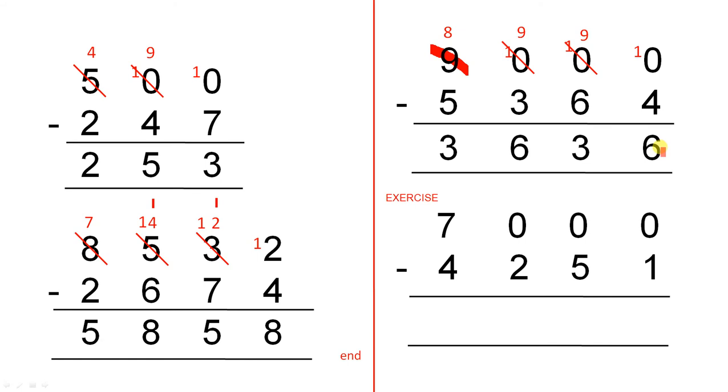10 take away 4 is 6. 9 take away 6 is 3. 9 take away 3 is 6. And 8 take away 5 is 3. Quick check, 6 plus 4 is 10. 3 plus 6 is 9. 6 plus 3 is 9. And 3 plus 5 is 8. And that's how we check that we're correct.